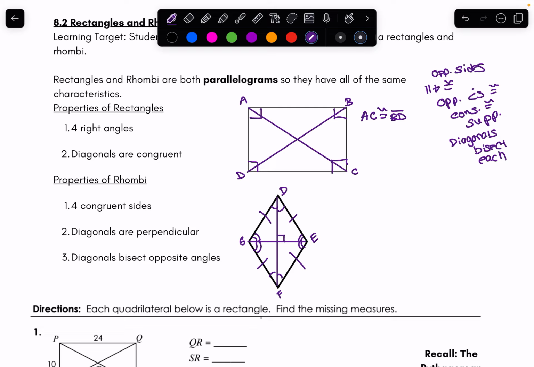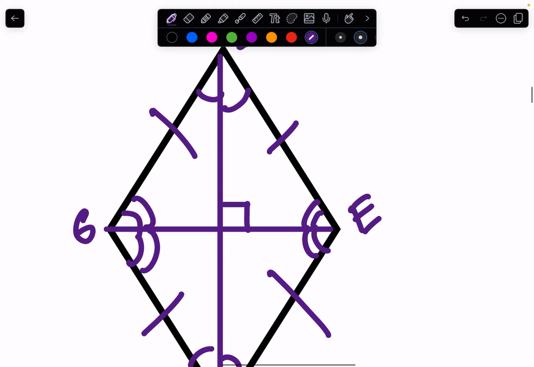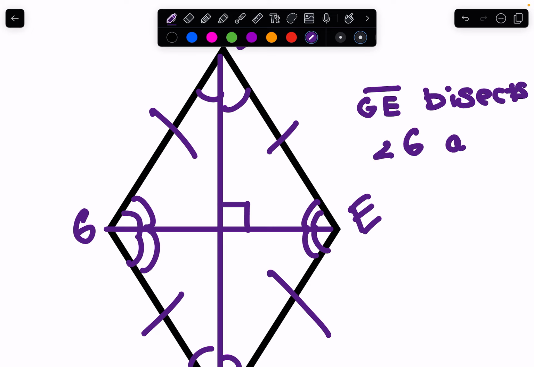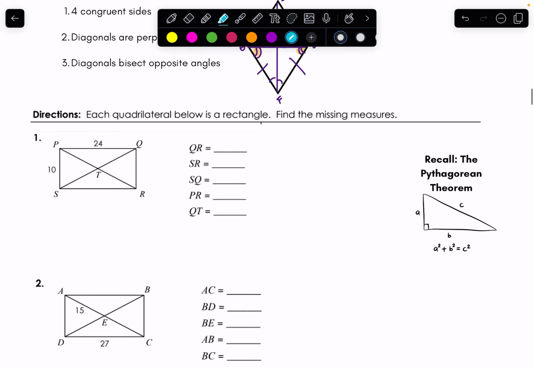So if you zoom in, GE is your diagonal, and GE bisects angle G and angle E. So there are two angles that are congruent in both of these, and the same thing goes for DF as well. Now we're going to use these facts to figure out some of our missing things.